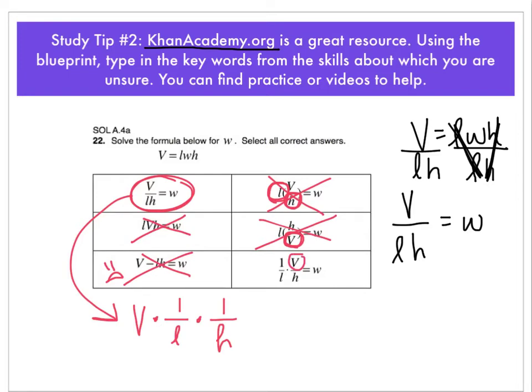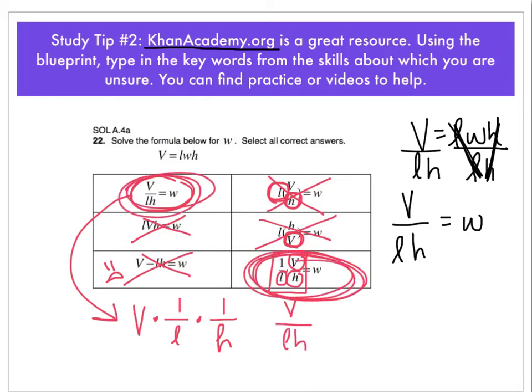V in the numerator, L and H both in the denominator, and if I was to multiply this, 1 times V would be V, and L times H would be LH. That's it. And those are our two that match the original equation. Awesome. Moving on to the third one.